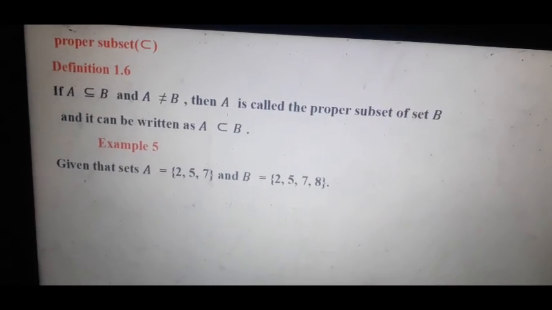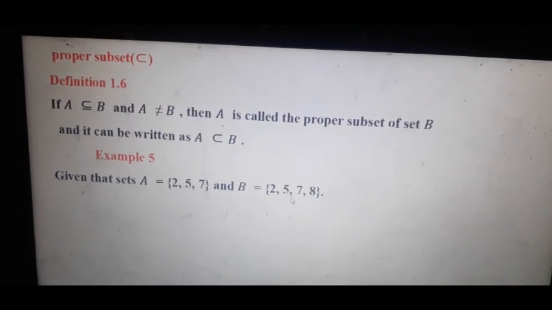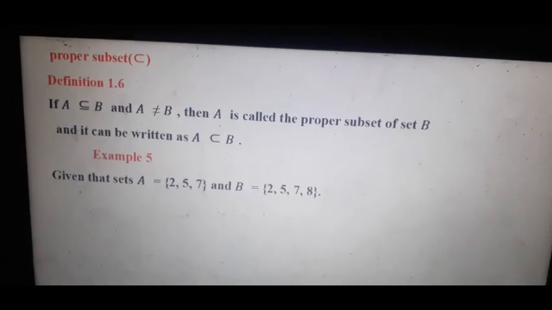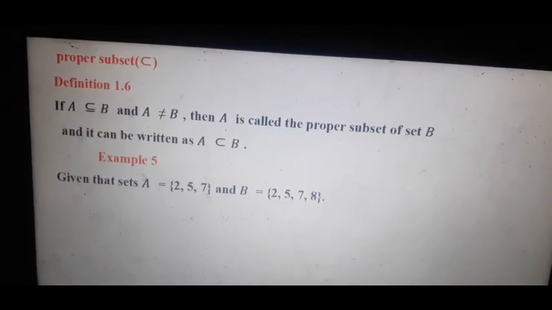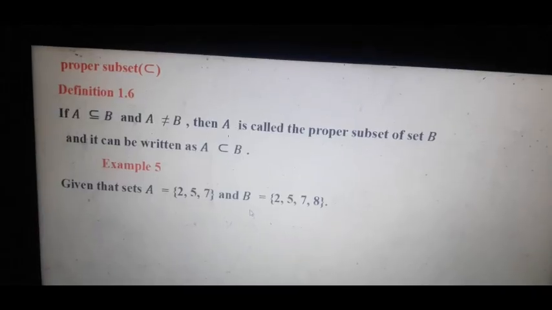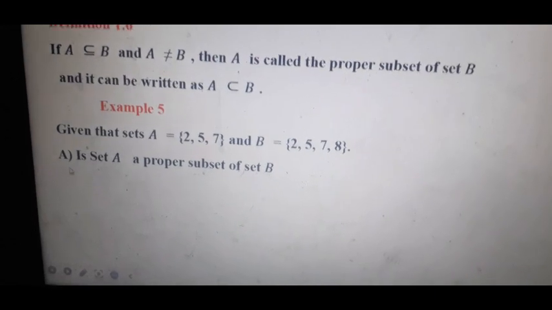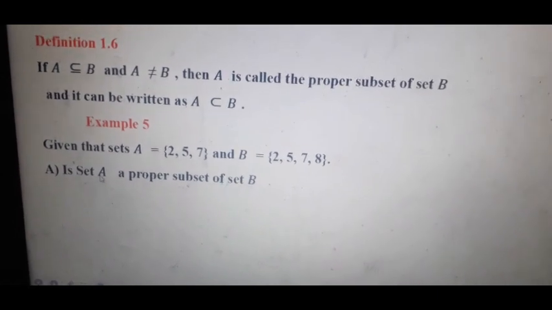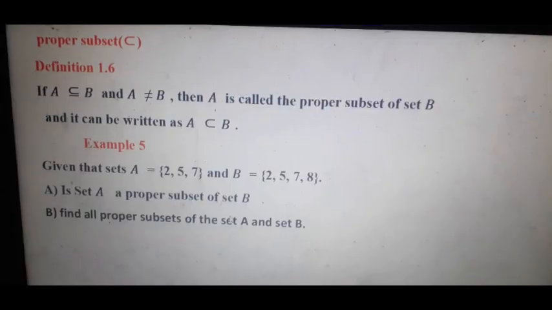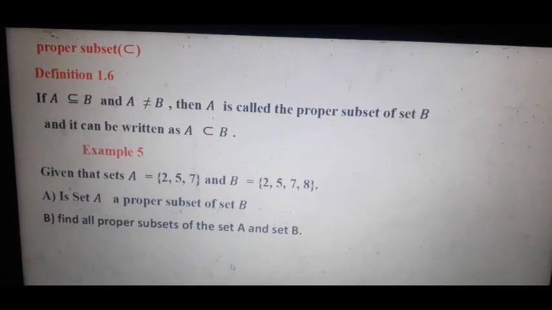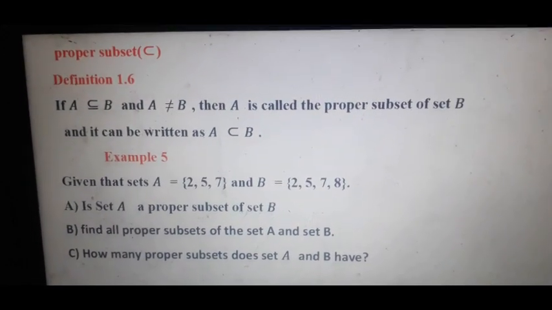For example, let A be {2, 5, 7} and B is a set containing 2, 5, 7 and 8. All elements of set A is contained in B. A keessa kan jiran guutumatti B keessa jiru. Kanaaf A is maal jennaani? A is set A proper subset of B? Gaafiidha. Find all proper subsets of set A and B. How many subsets does set A and B have?